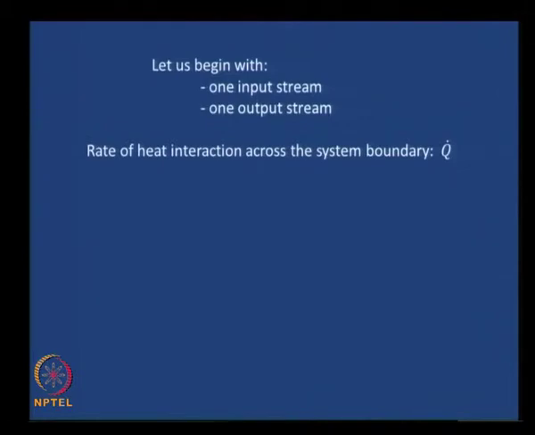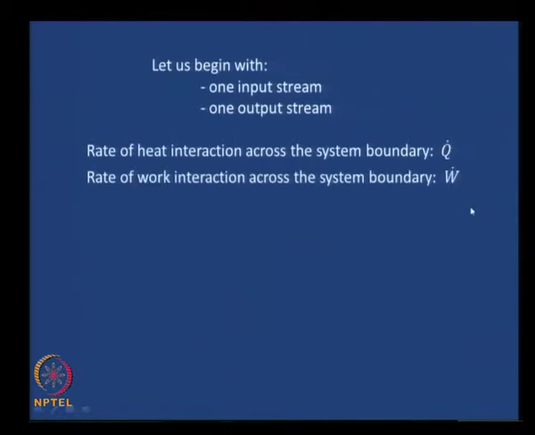Also, let us consider the rate of heat interaction across the system boundary. As we have seen, this heat interaction and work interaction make sense only when they cross the system boundary. The rate of heat interaction across the system boundary, let us denote that by Q dot. The dot brings in the rate aspect, the time rate, and the rate of work interaction across the system boundary is W dot. This is our terminology.